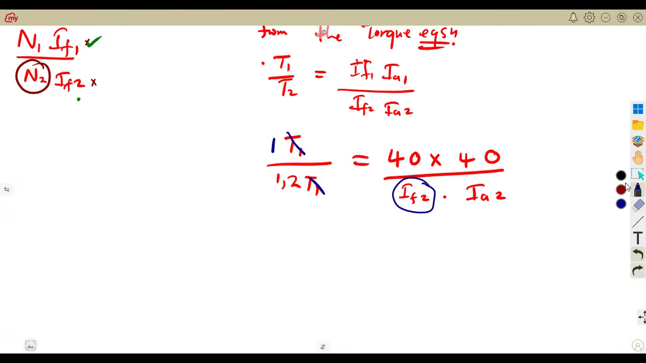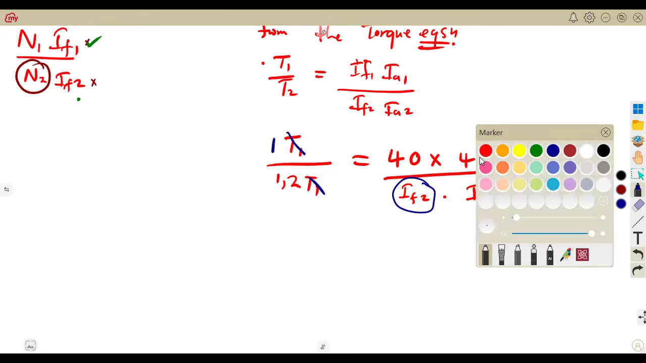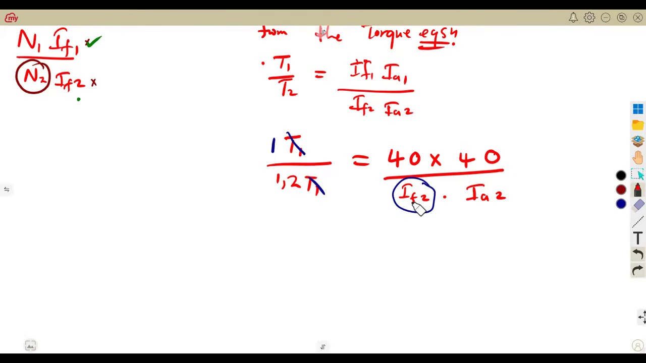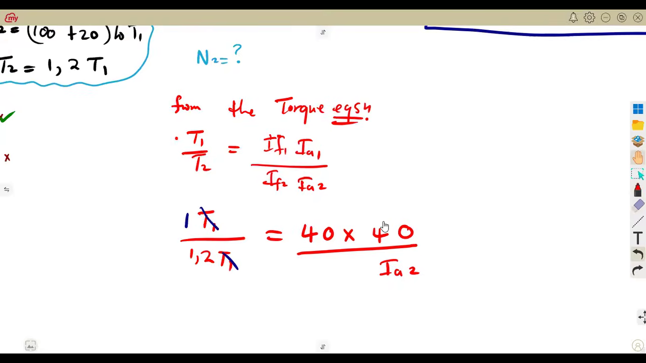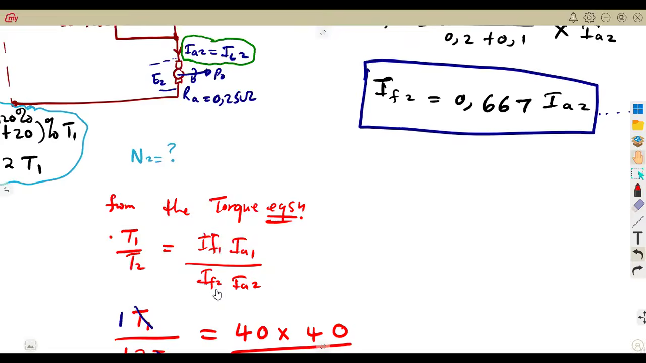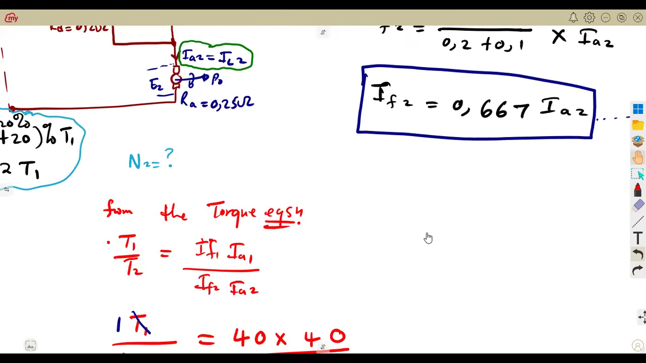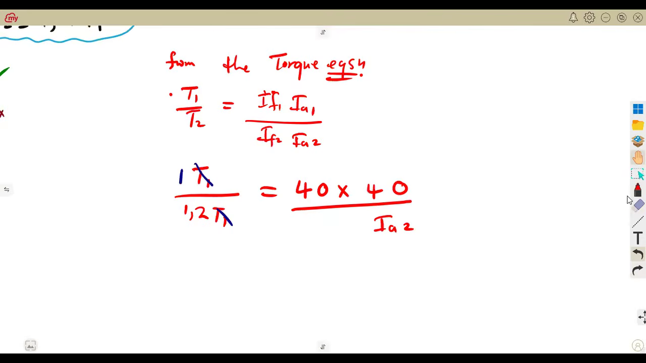So we can substitute now. In place of that armature, in the place of this, I'm going to substitute equation 1, the equivalent of that one. You can write another step, but as for me, I can just remove that. Write the answer there in place of that IF2. What is the answer? 0.667 of what? Armature current 2. You write the equivalent there.